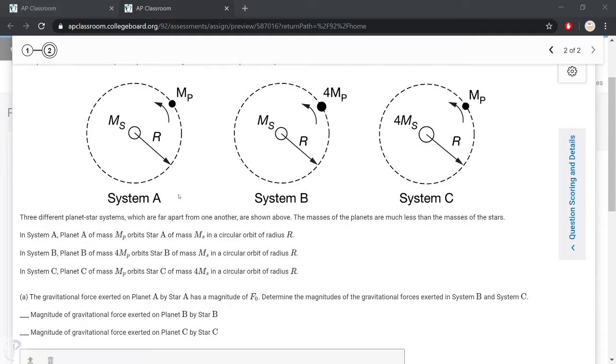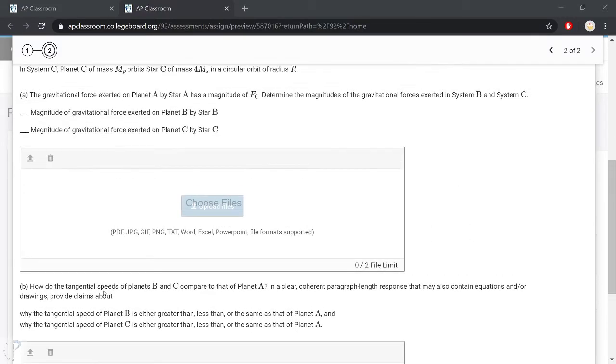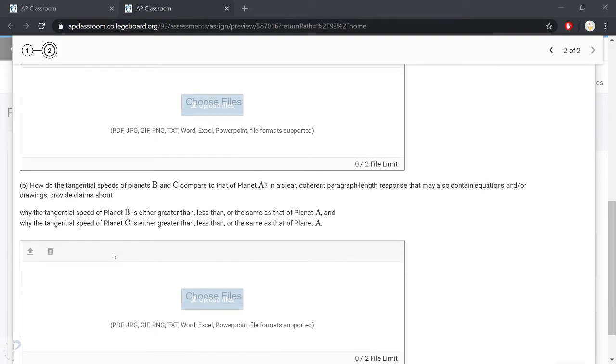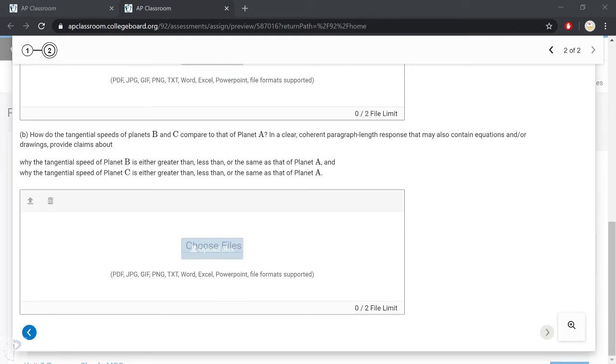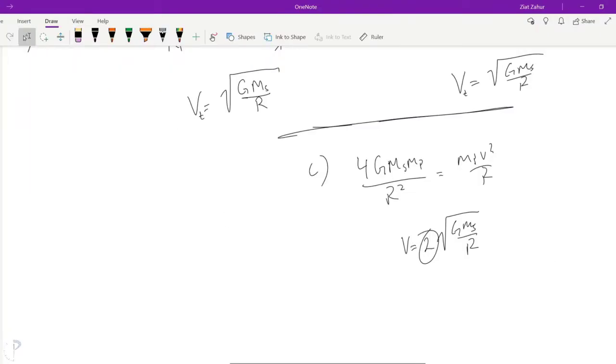Alright, so equal, and then C is 2 times bigger. The gravitational force exerted on planet A by star A. Okay, we already did that. How do the speeds compare? Okay. Oh, that was it. Wait, did you guys... Did I not show the derivation? Uh-oh.